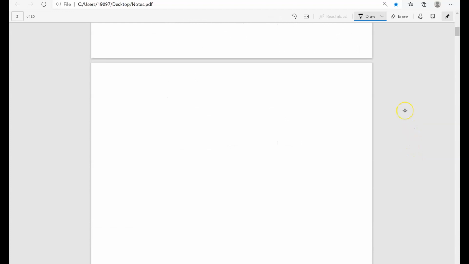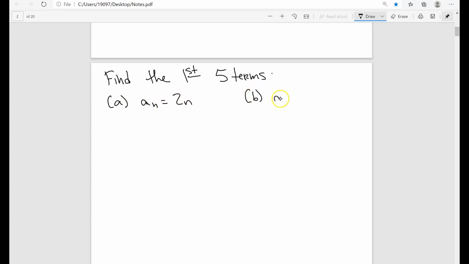So let's find the first 5 terms of the following sequences. Let's say you have a_n equals 2n, and then let's say you have a_n equals negative 1 to the n over 2.